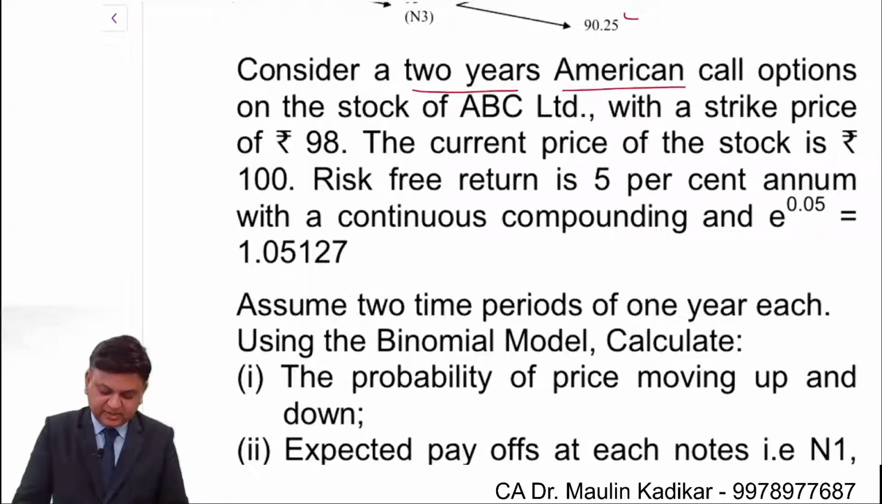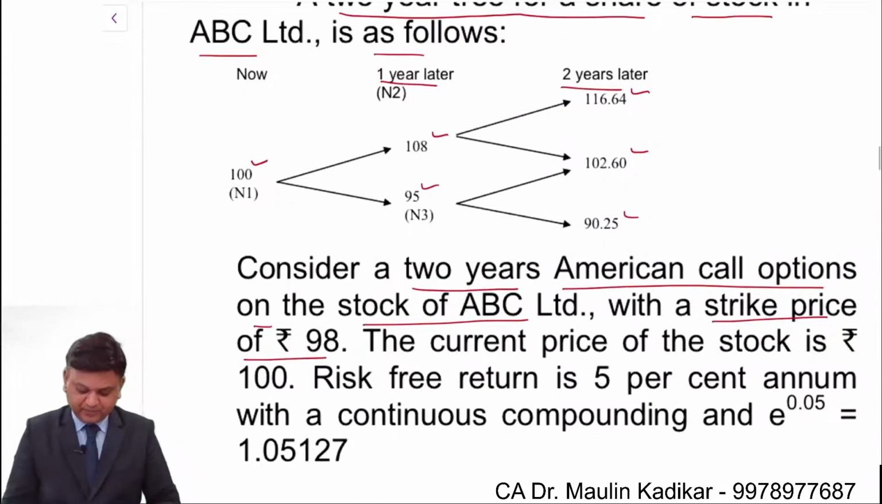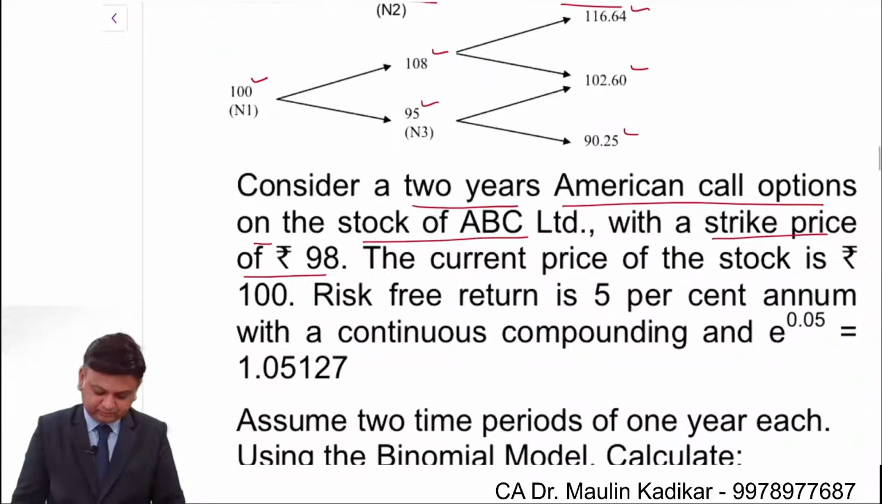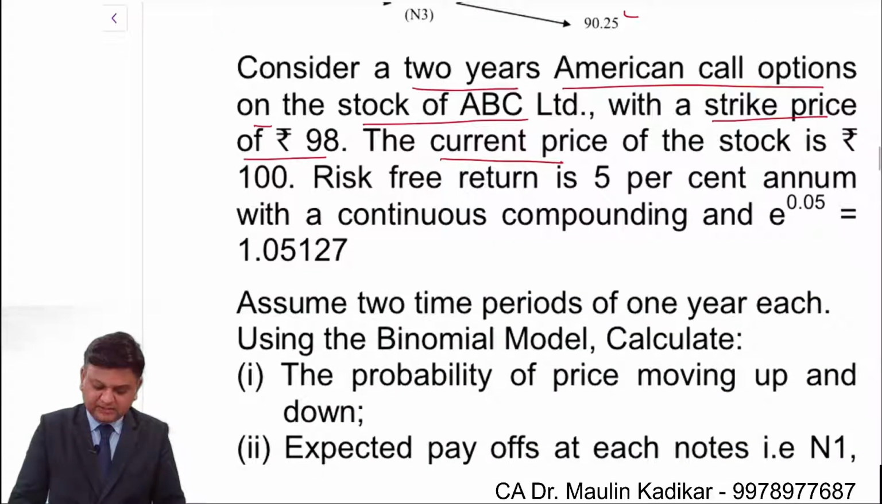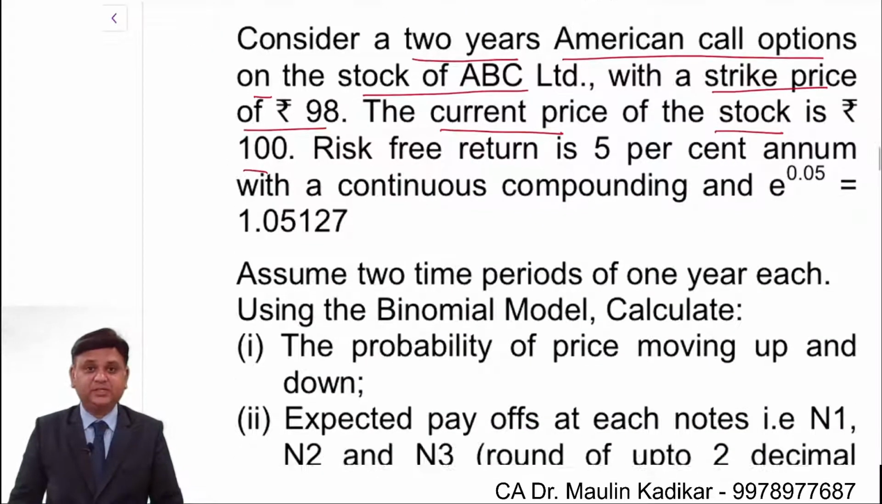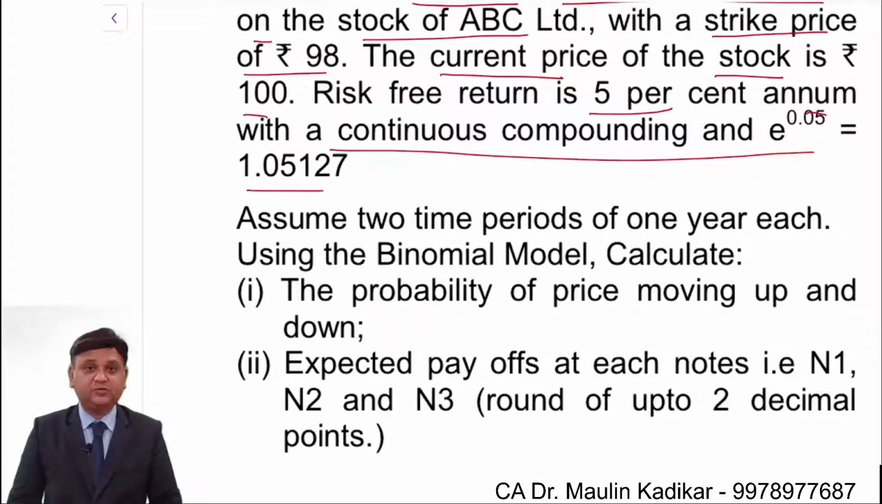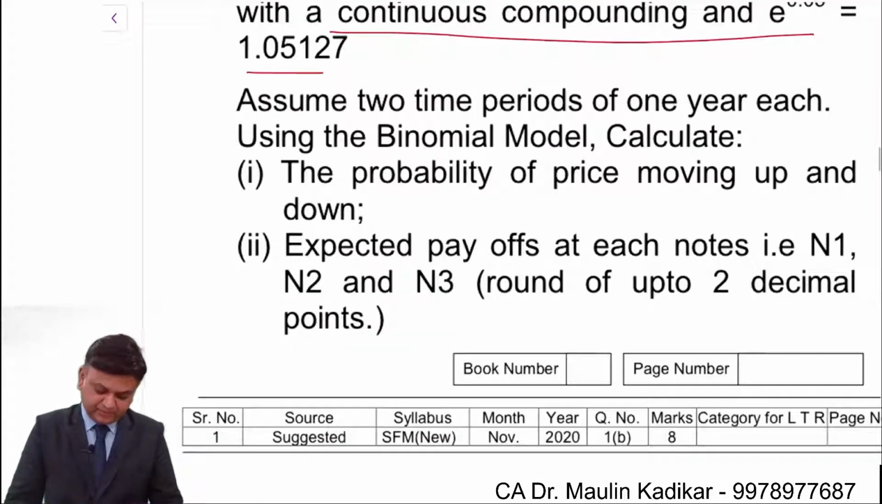Consider 2 years American call options on the stock of ABC Ltd with a strike price of rupees 98. So the exercise price is given as 98. The current price of the stock is rupees 100. P0 is given. Risk-free rate of return per annum with continuous compounding is 1.0517. Assume 2 time periods of 1 year each.